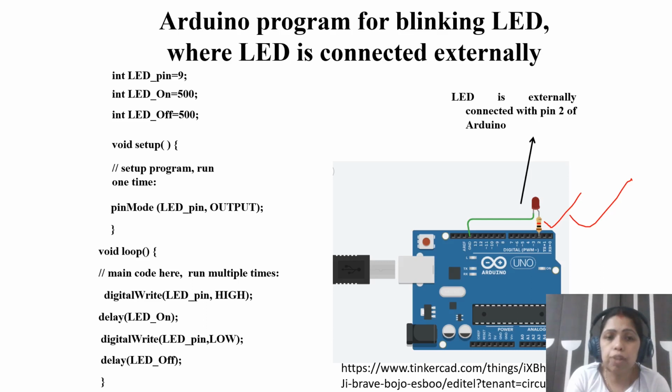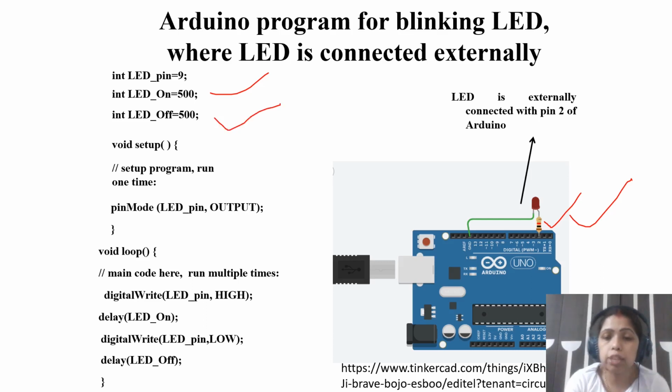So this pin you have to mention first. The pin number is an integer, so that's why you declare one variable of int type and store the pin number in it. Here I have written 9, but you can use any pin from 1 to 12. After that, 500, this is the delay time I am storing as one variable.